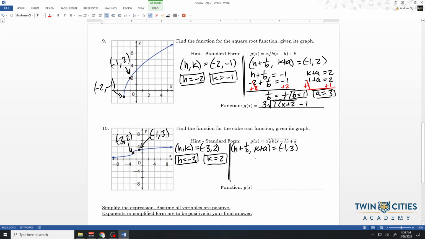So same as above, left is left, right is right. H plus 1 over b is equal to negative 1. K plus a is equal to 3. And let's work with k plus a first. I know k is 2. So this is 2 plus a equals 3. Subtracting 2 from both sides, I'll get a is equal to 1.